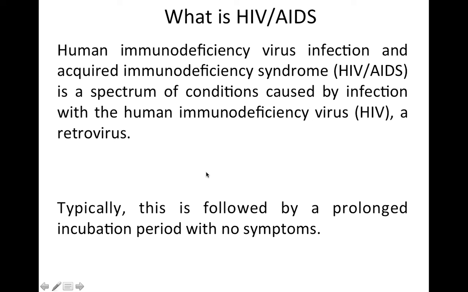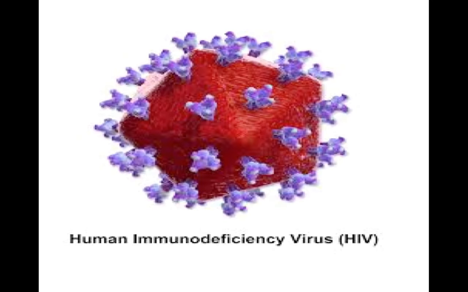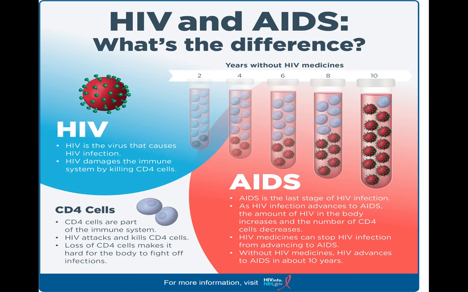So when a person is infected with HIV, this is followed by an incubation, which is a very long period between 1 to 3 months, 1 to 6 months, and some people even a year. So this diagram shows the structure of the human immunodeficiency virus.